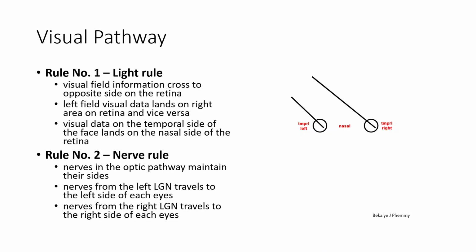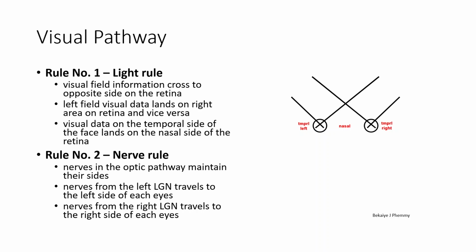Let's look at this. It's still a ray of light from the left side of the face going to the right side of the right retina. Or I can describe it as this information is coming from the nasal aspect of the right eye and is landing on the temporal aspect of the right eye. It's the same thing. Visual information coming from the right side of the face goes to the left side of the retina.